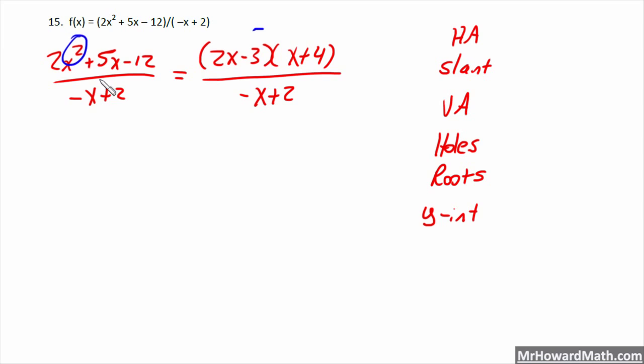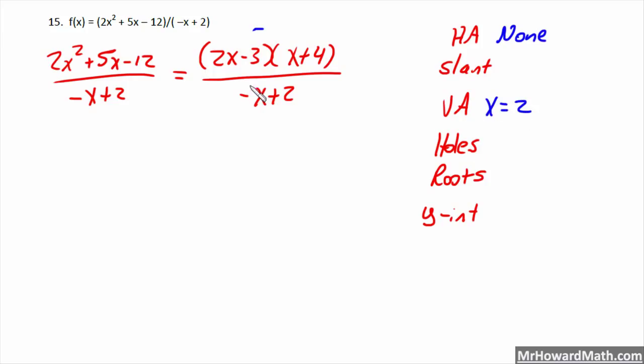This one is bigger on top. We have degree 2 on top, degree 1 on bottom. So it's actually 1 bigger on top, which means we will have a slant. We'll find that in a minute. Vertical asymptotes come from factors in the denominator that do not cancel. That factor does not cancel, and if we set this equal to 0 and solve it, it will give us x equals 2. So we have a vertical asymptote at x equals 2.